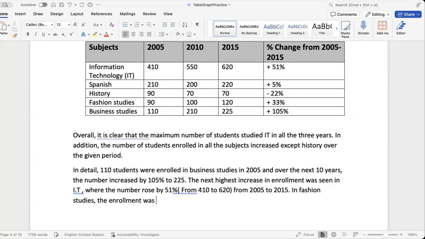Enrollment was around 90 students in 2005, which rose by 33% and reached 120 in 2015. If you don't want to give the third year data, it's fine. So these three I mentioned together because they're continuously increasing. Now Spanish will come next because it didn't continuously increase. I'm going to give it differently. And then finally, I'm going to talk about history.